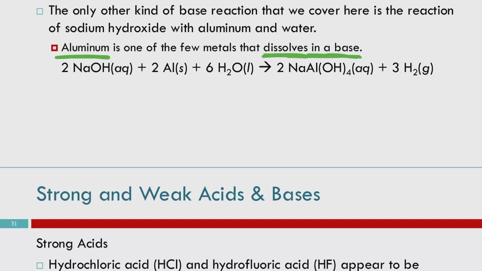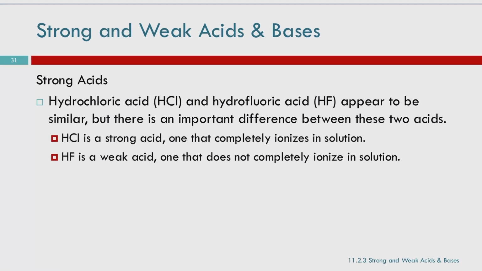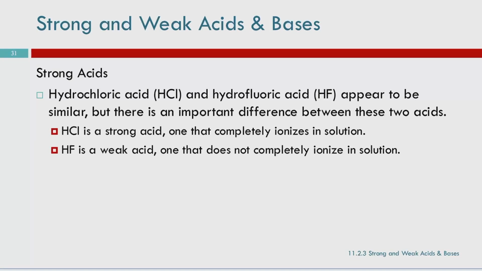Within the realm of acids and bases, there are two ways that we can describe them, either as strong or weak acids and bases. We won't go into the extent of weakness. Strong is kind of just like it's strong or it's not strong. So hydrochloric acid, HCl, and HF look very similar. It's a binary acid. It's got one H, and it's got a halogen, either chlorine or fluorine. They're different though. HCl is a strong acid.